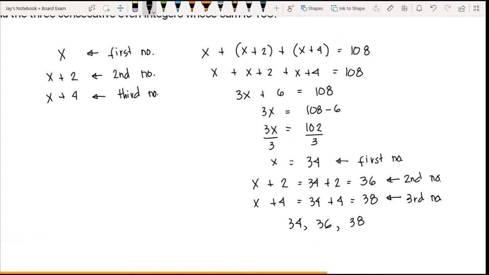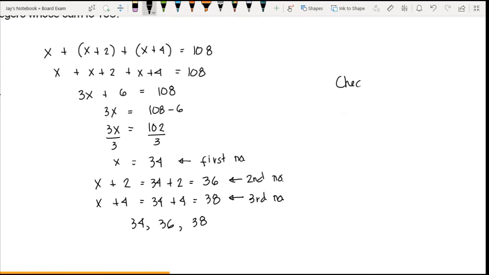Now to check, if we add these three numbers, the result would be 108. So we have 34 plus 36 plus 38, and this would give us 108. So that means our answer is correct. So our three consecutive even integers are 34, 36, and 38.